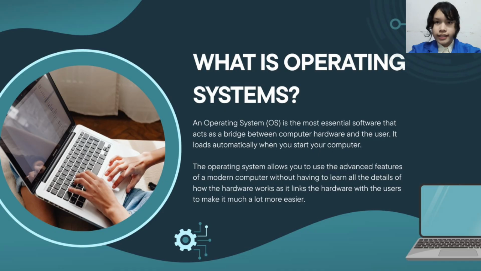What is an operating system? The operating system or OS is the most essential software that acts as a bridge between computer hardware and the user. It loads automatically when you start your computer. The operating system allows you to use the advanced features of a modern computer without having to learn all the details of how the hardware works, as it links the hardware with the users to make it a lot easier.